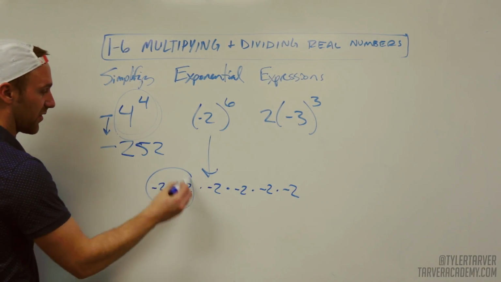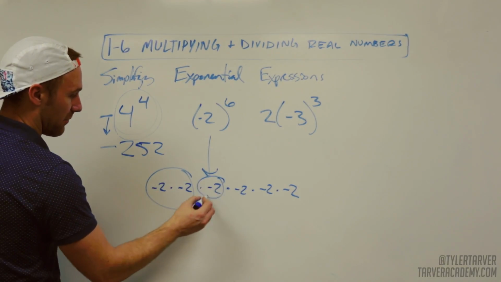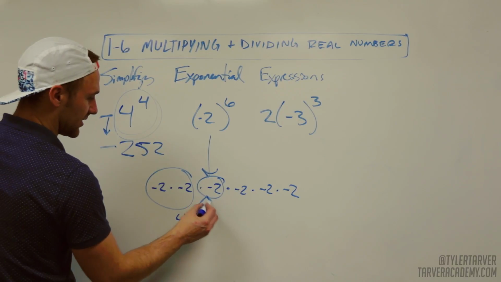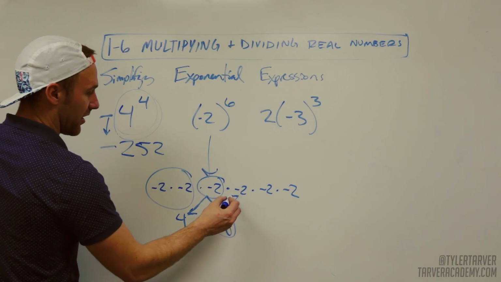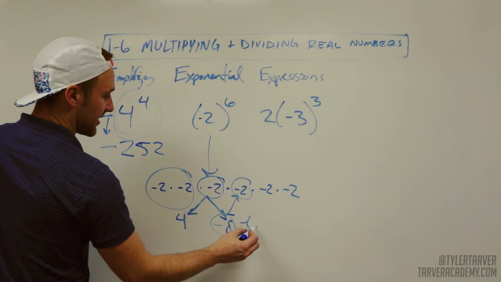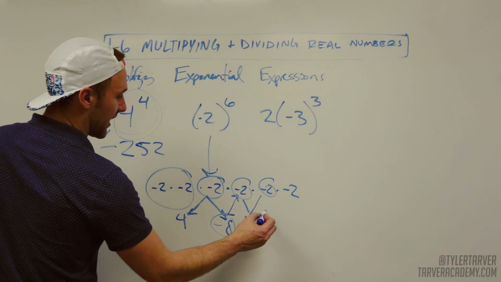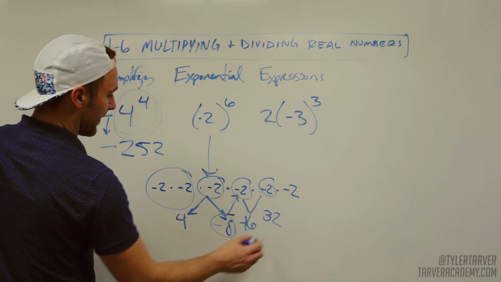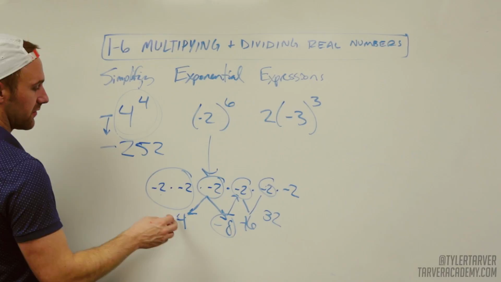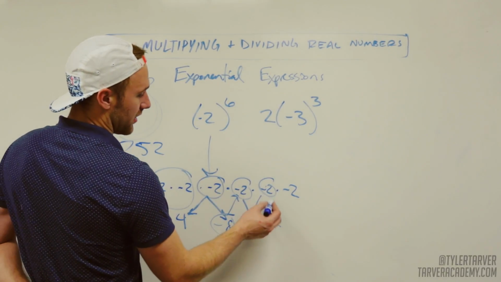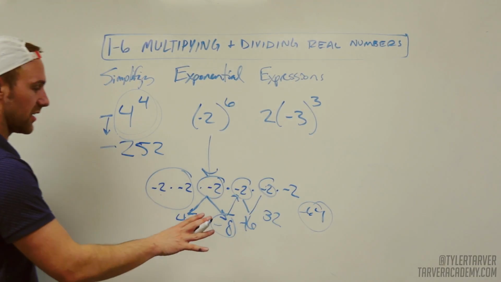All right, let's do the first two. Negative 2 times negative 2 is positive 4. Now I'm multiplying that times negative 2, which is negative 8. Negative 8 times negative 2 is negative 16. Negative 16 times negative 2 is positive 32. I think I did something wrong. That doesn't seem right. Where'd I mess up, guys? Help me.